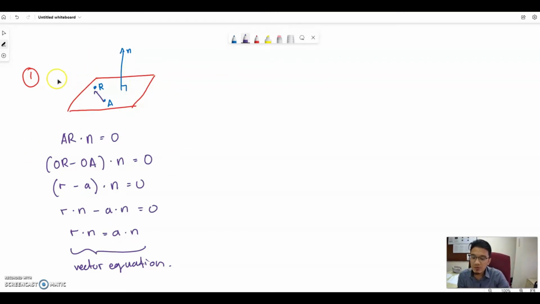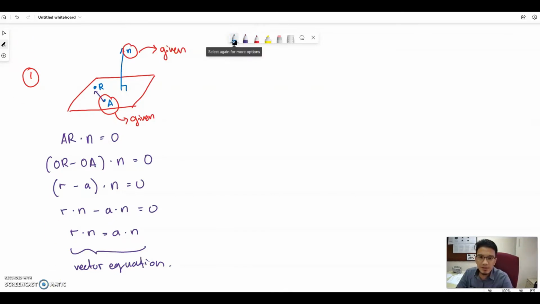Now remember, criteria number 1 gives us the vector n that is perpendicular to the surface of the plane, and also the fixed point A. So this must be given and this one must also be given. Now let's look at example 8.35.